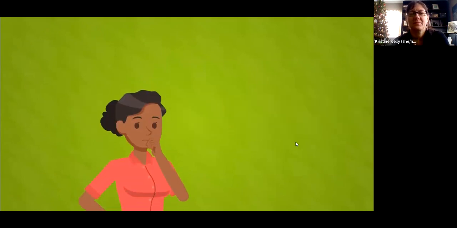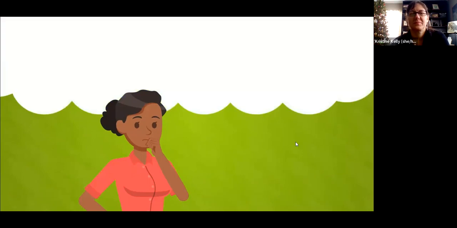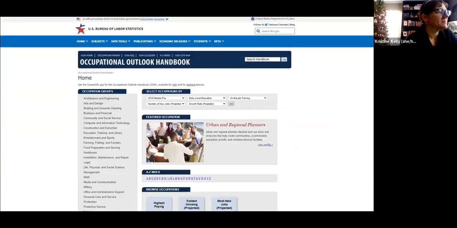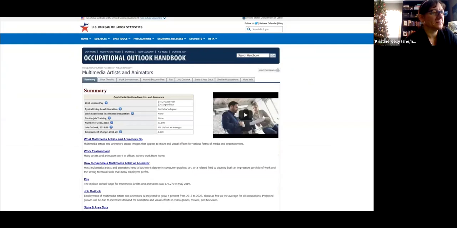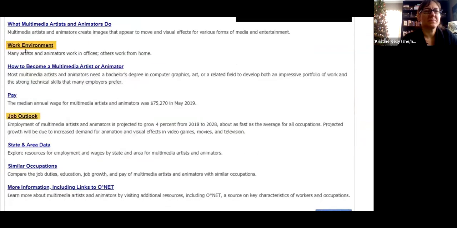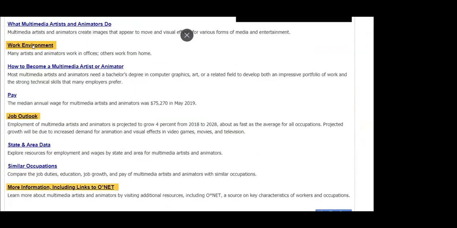One of the first things to consider when choosing a college is what you'd like to study. Knowing your skills, interests, and aspirations will help you choose a major and program that's a good fit for you. The Bureau of Labor Statistics Occupational Handbook is an excellent source of information on jobs, including education requirements, work environment, median income, projected growth rates of occupations, and other data.